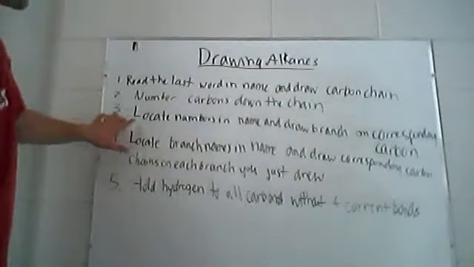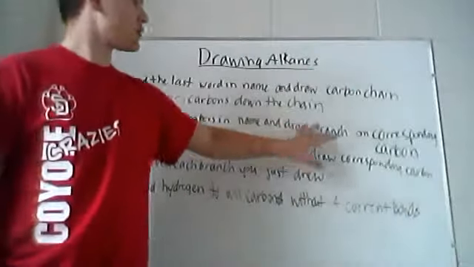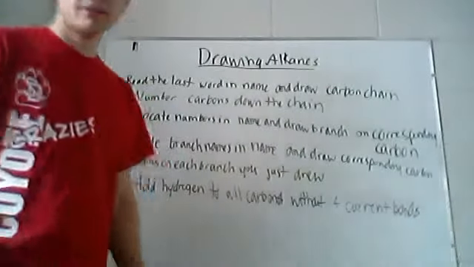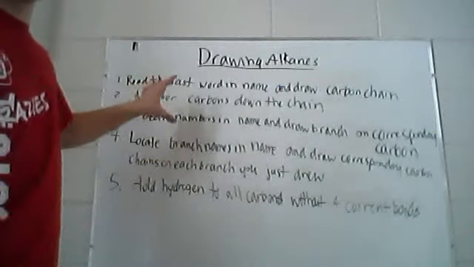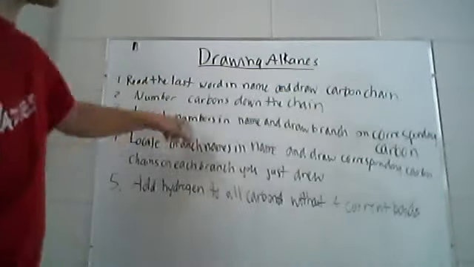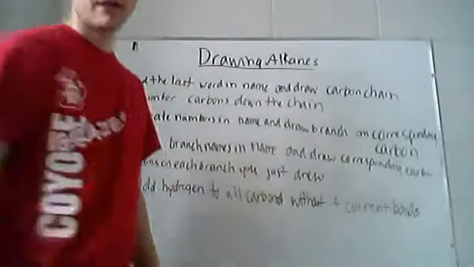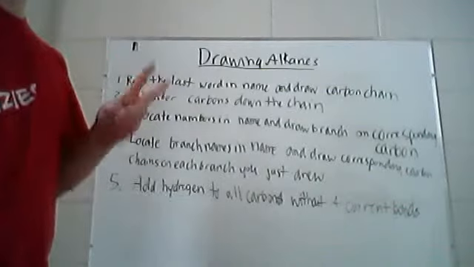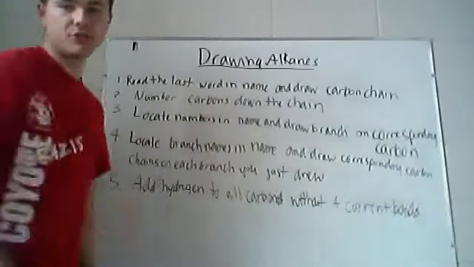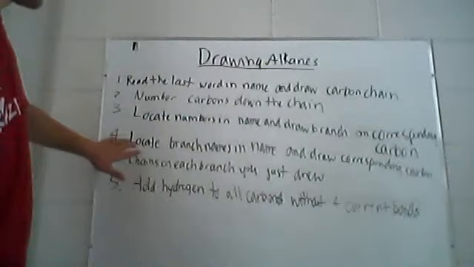Okay? Step 3. Locate numbers in the name and draw a branch on the corresponding carbon. Say in the name you have a 2, a 3, and a 5. On carbon 2, 3, and 5, draw a branch. If you have 2 written twice, draw 2 branches on carbon 2. It's very simple.